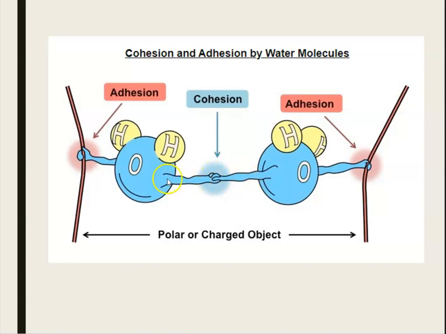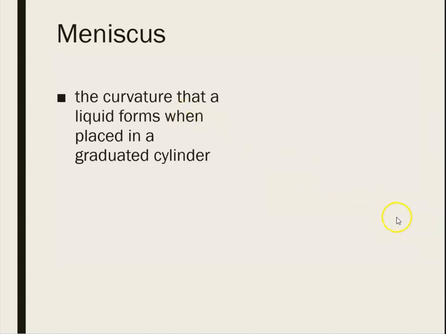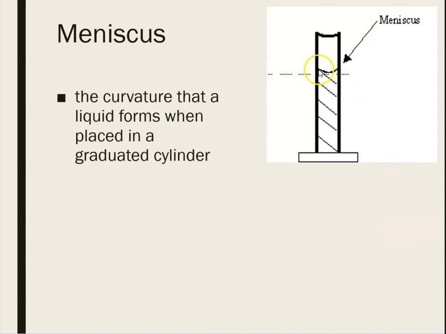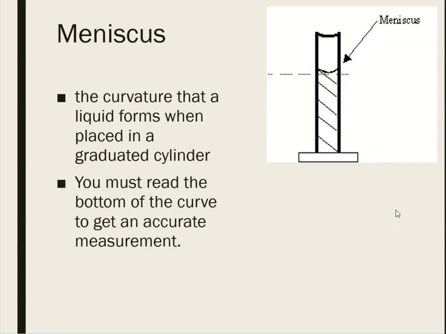So cohesion is the water with itself, and adhesion would be it holding on to the side, like in a graduated cylinder, the glass or the plastic. So this is adhesion and this is cohesion. And that's what causes the meniscus. The meniscus is the curvature that forms when your liquid is placed into a graduated cylinder. It adheres to the side, and that's why we get that dip. When you're reading that, you should always get eye level. That's important. So always get eye level, and don't hold the graduated cylinder up.